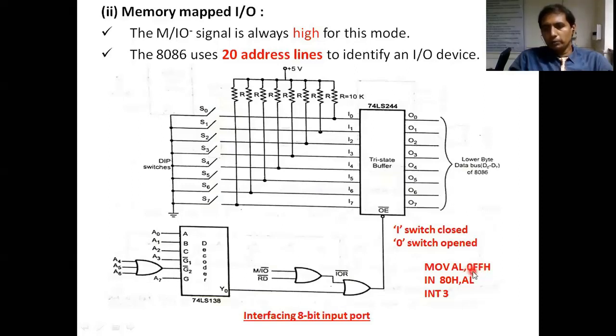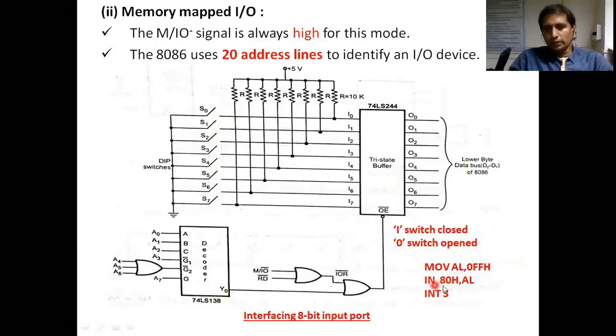Remember one more point: if the higher 4-bit value is more than 9, meaning A to F, you should write a 0 on the left side. Otherwise it will give you a syntax error. Now MOV AL, 0FFH means all are ones, and if all are ones, all switches are closed.